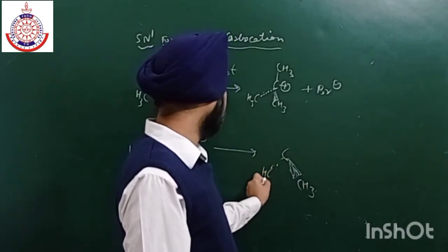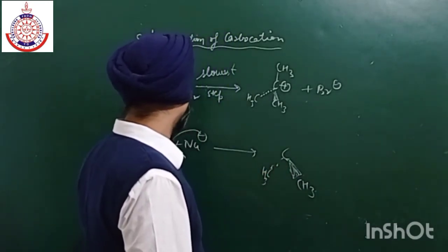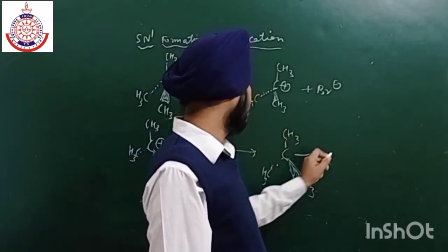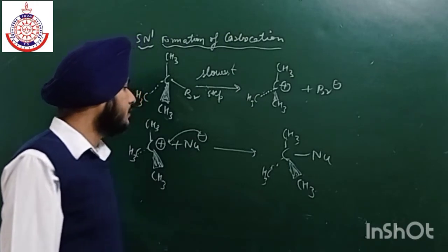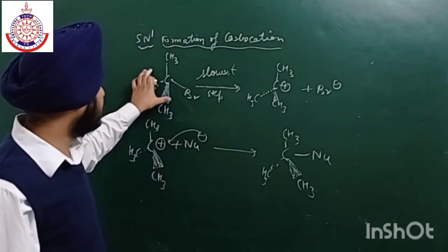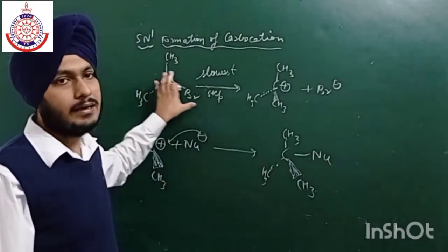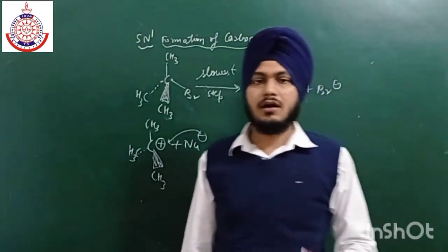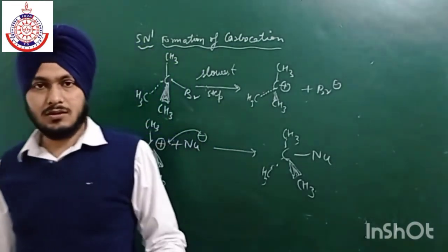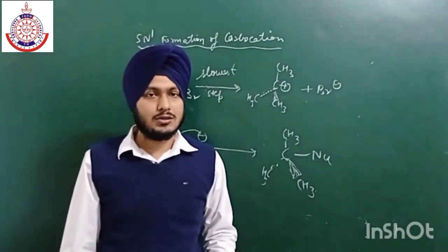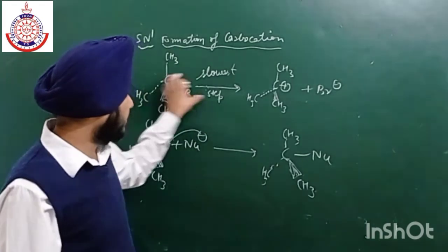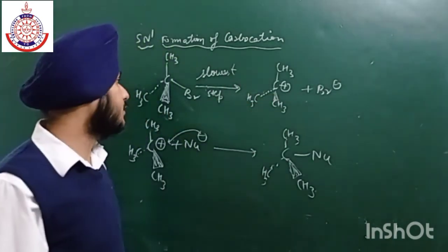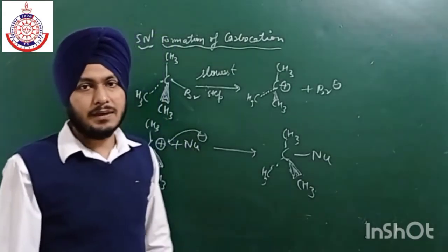Here we have CH3 on the back side, and CH3 and nucleophile. As the configuration of the substrate as well as the product is the same, there is no inversion. Or actually, this step is not 100% favorable. Firstly, ion pair formation takes place.